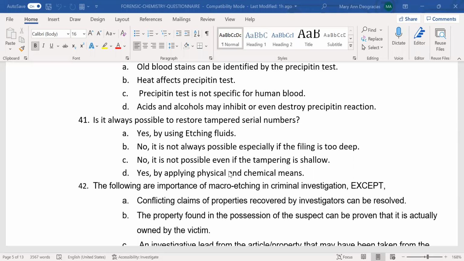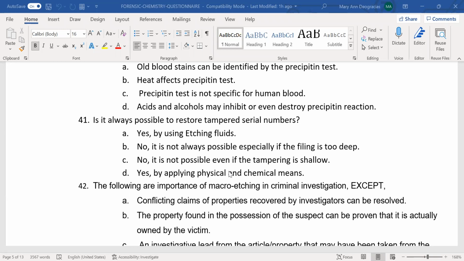It is possible. Pagka ang, yan, you read between the lines. Pagka ang tanong is it possible to restore tampered serial numbers? Ang isasagot natin A. But since, yes, it is not always, no? Letter B. Especially if the filing is too deep. So, ano ibig sabihin yan, guys? Pag sobrang lalim, yung pagkakatamper o yung pagkakabura ng mga serial numbers, we can no longer restore it. Sobrang lalim eh. That's the limitation of the macro etching method.